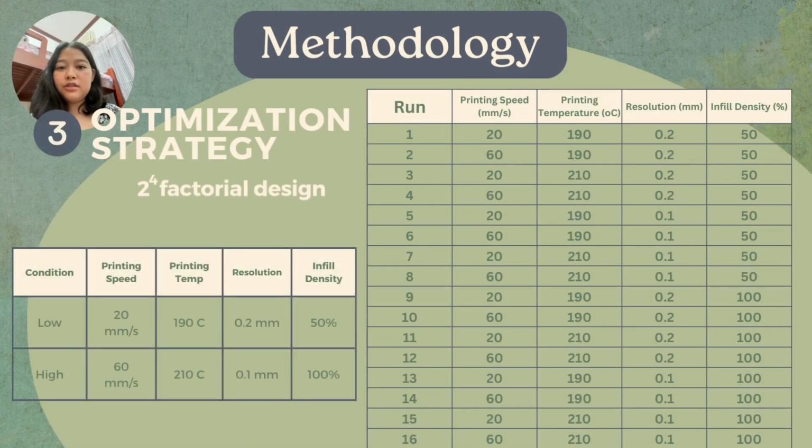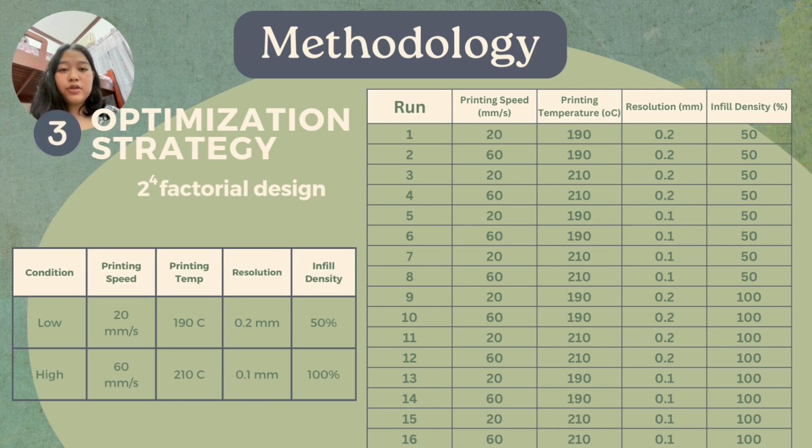For the optimization strategy, a 2 to the 4 factorial design was employed. We established low and high conditions for each parameter. For the low conditions, we used a printing speed of 20 mm per second, a temperature of 190 degrees Celsius, a resolution of 0.2 mm, and an infill density of 50%. For the high conditions, the parameters were set to a printing speed of 60 mm per second, a temperature of 210 degrees Celsius, a resolution of 0.1 mm, and an infill density of 100%.